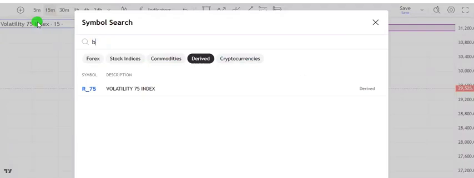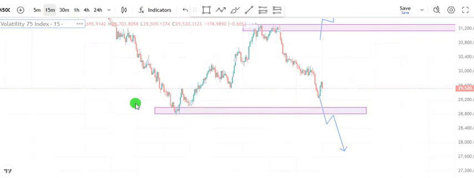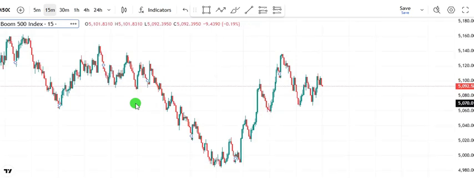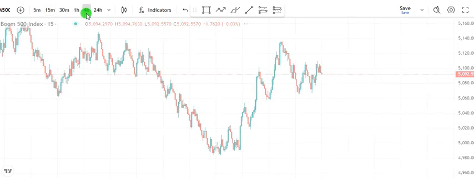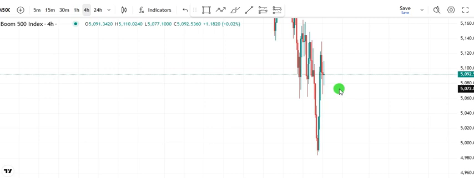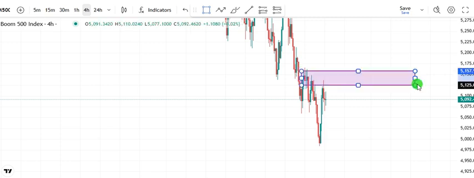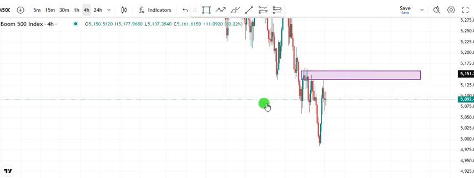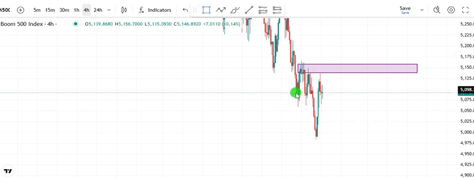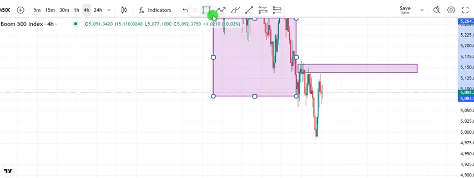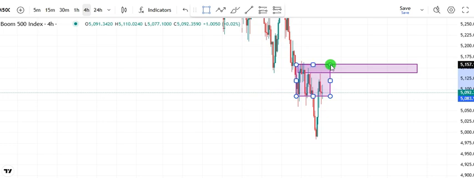All right, that's it. Going to the next one, which is going to be Boom, and of course we are using Boom 500. All right, on Boom 500, let's go to H4. Zones. You can still see this level right here. The market is more like moving. Let's mark this whole level. Then mark this.